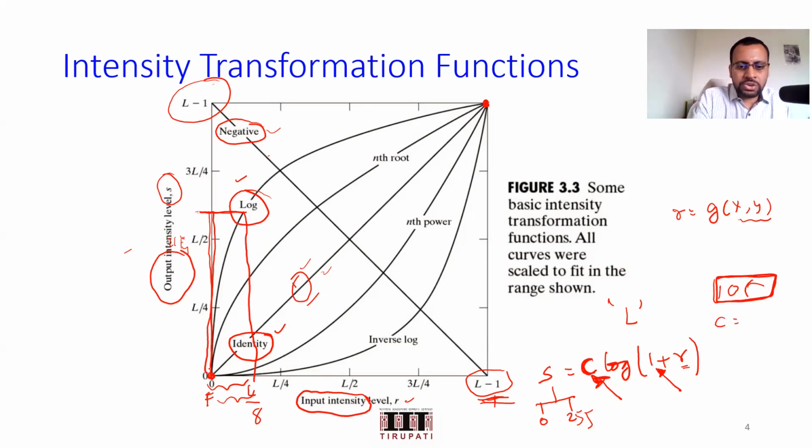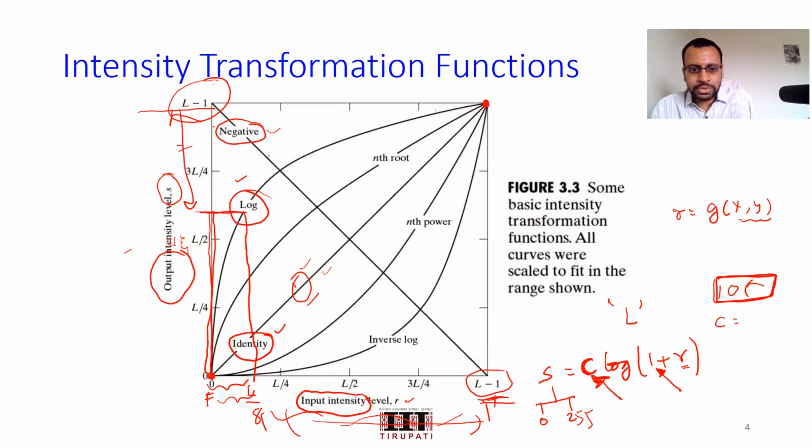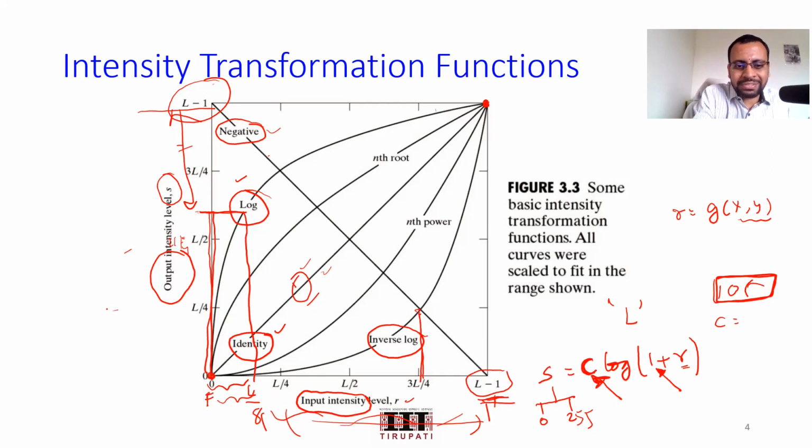And after that, you look at, for example, till here, let's say, even this whole thing, it simply got mapped to this region here. This whole region got mapped to simply this region, the rest. On the contrary, look at this inverse log. Let me now draw, let's say, from 3L by 4 to L minus 1. What is happening here? Let's say this 3L by 4 is roughly mapping to L by 4. And L minus 1 is, of course, L minus 1.